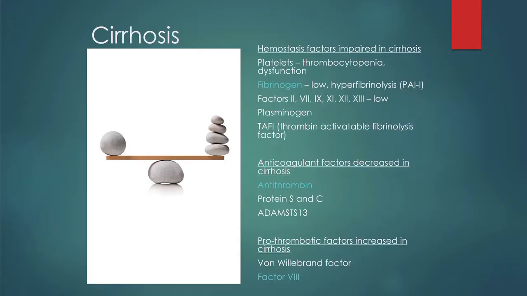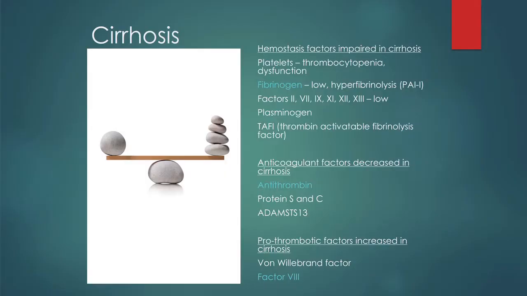We also have fibrinogen that is low, and there's thought to be a hyperfibrinolysis in these patients. Most of the factors are low, except for factor 8. And then TAFI, which is another factor, is also impaired in cirrhosis. We have anticoagulation factors which are decreased, meaning that if they're decreased, we tend to form more clots in these patients. These are antithrombin, protein C and S, which play an important role in predicting which patients are at high risk of bleeding or not.